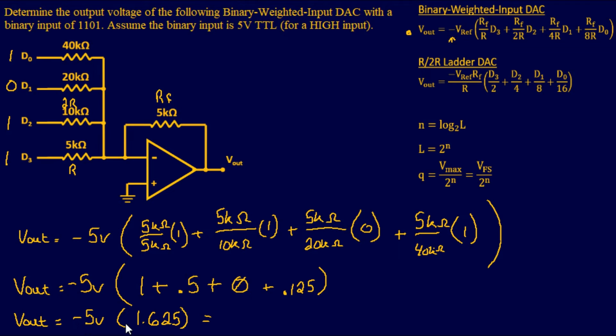And if we multiply negative 5 volts to our sum there, it's going to give us an answer of negative 8.125 volts. So when creating a digitalized output, when you have that binary input, it's going to give you an output of negative 8.125 volts.